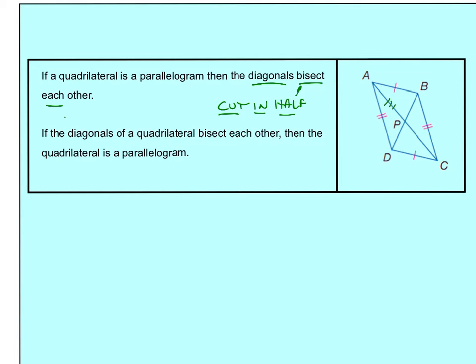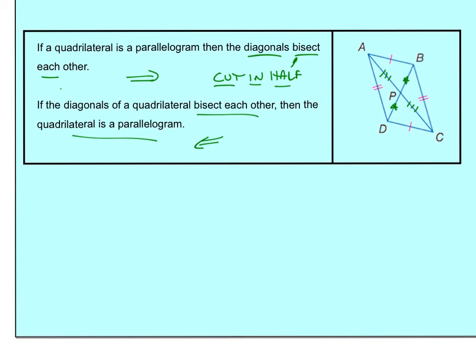So this length AP is equal to this length, okay, and this length is equal to this length. Okay, and if they bisect each other, then it's a parallelogram. So logically arguing, it works forwards and backwards. That's kind of what we're looking at. So now we have our 5 properties.